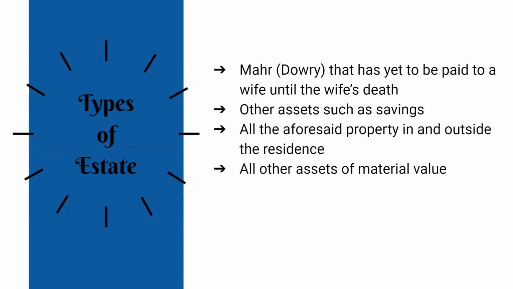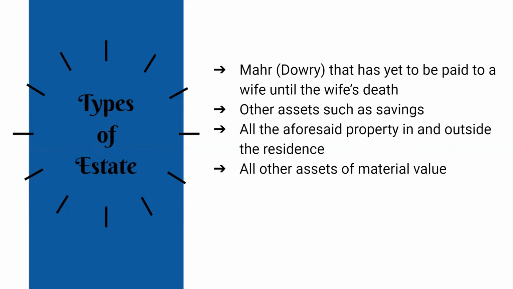Next is other assets such as savings. If the deceased person has a savings account, the total amount in the savings account needs to be included into the faraid. Next is all the aforesaid property in and outside the residence. For example, if a deceased person has property outside the country, such as shares, house, or land outside of his residence or country, then the amount also needs to be included in the faraid.